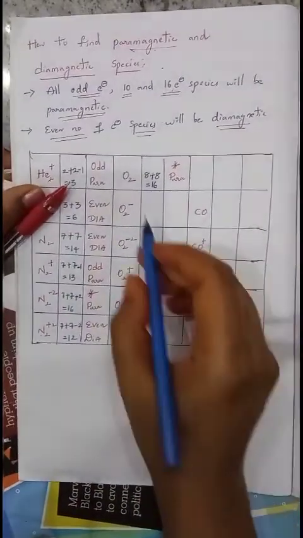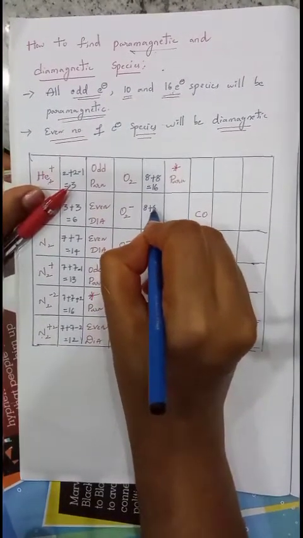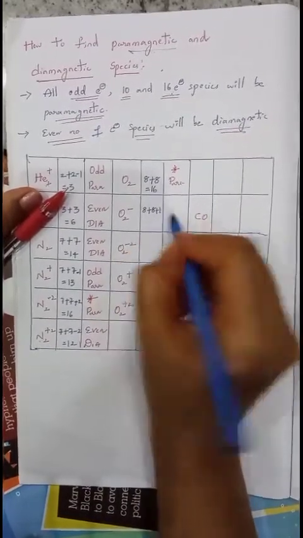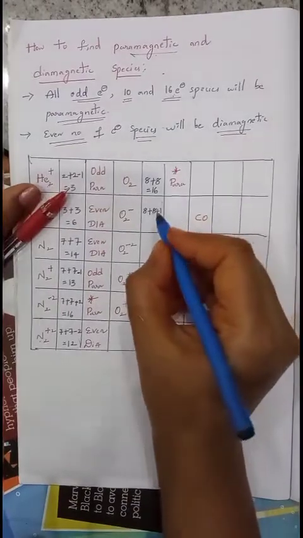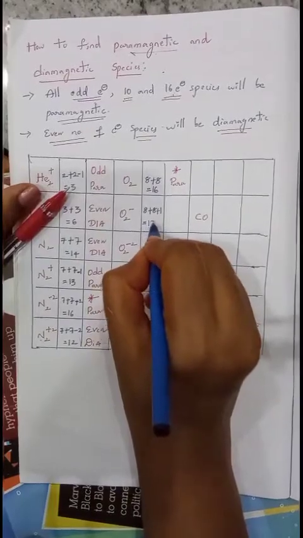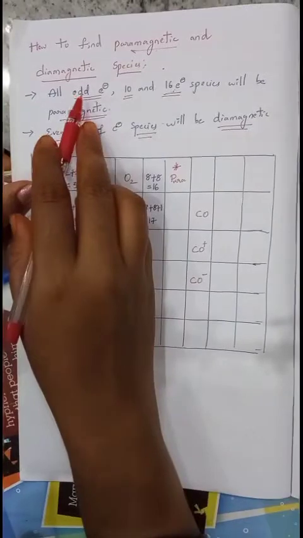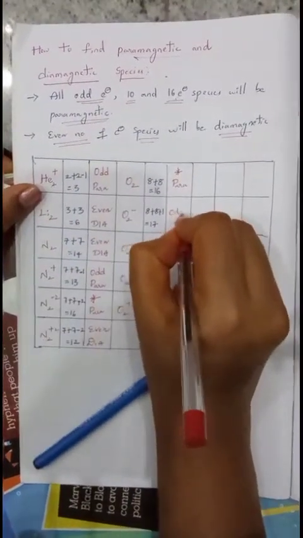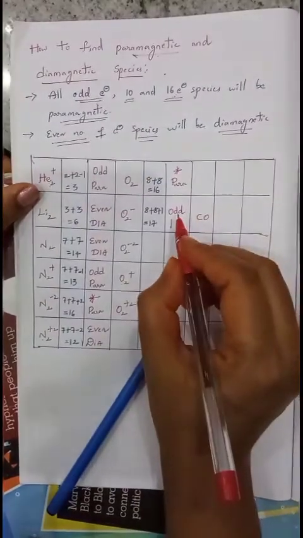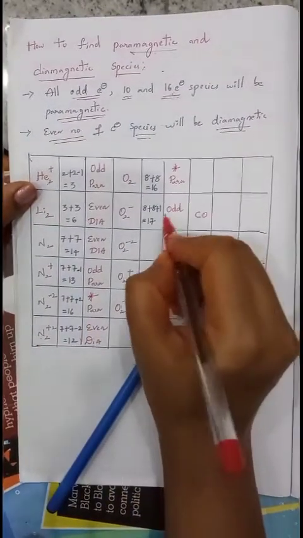Now another one, O2 minus. Each oxygen has 8 electrons, 8 plus 8, and minus 1 is the charge. That means it has one extra electron. So totally 8 plus 8, 16, 16 plus 1, 17 electrons. 17 is an odd number. If an odd number of electrons is there, then it is para.